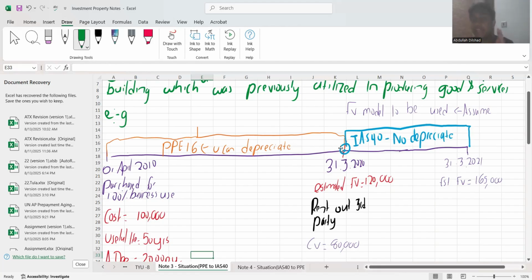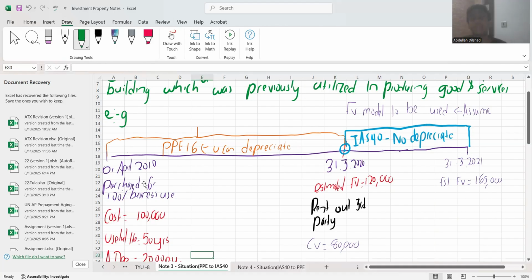And from 31st March 2020, the blue part, to 31st March 2021, he is planning on renting it out to a third party and generating rental income. So therefore, from this part onwards, you need to bifurcate, or allocate your accounting treatments according to your intention of utilization of the building. Okay, so this is one of the scenarios in real life.